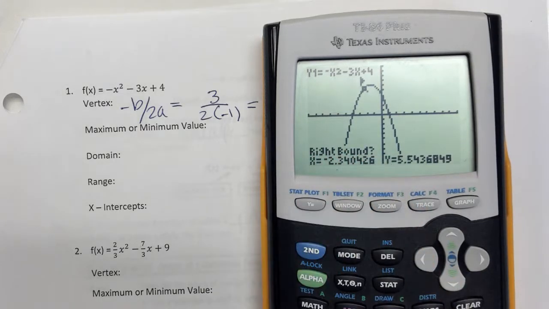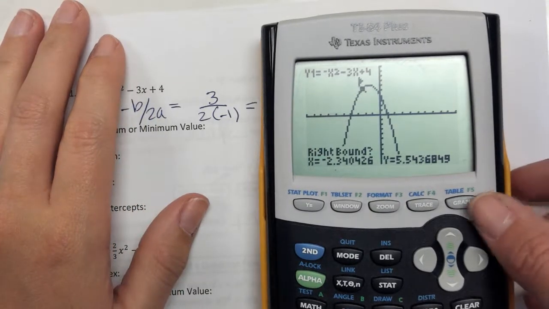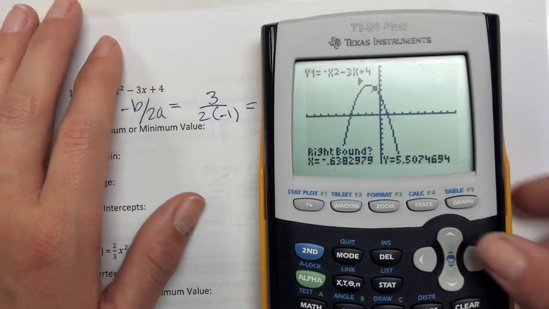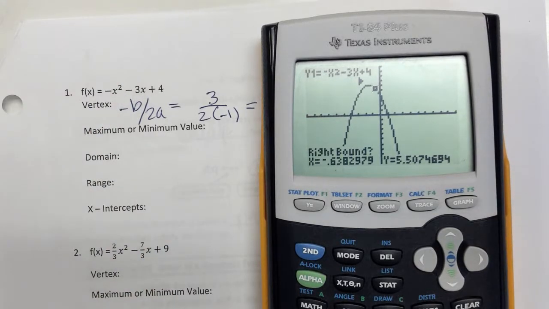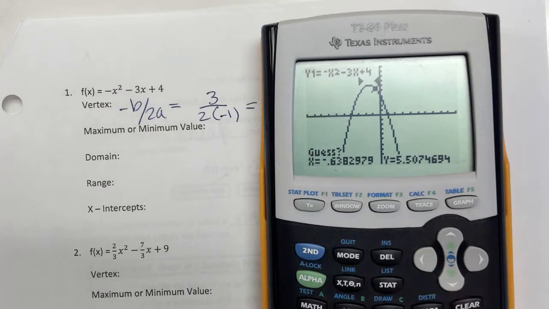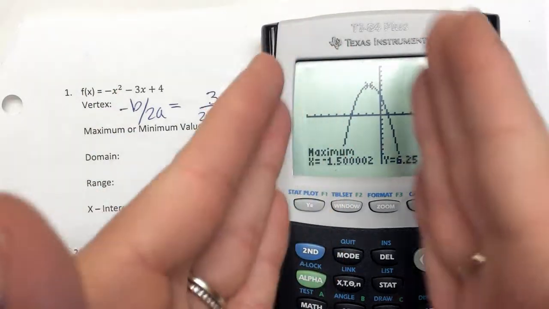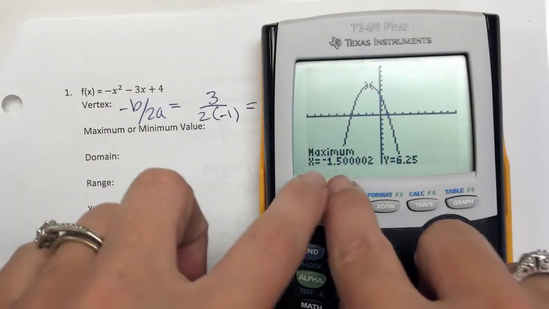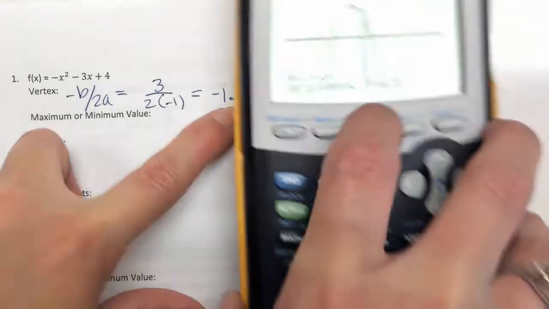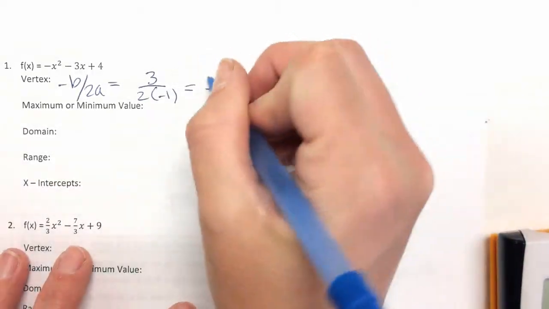So Caleb, point to where the right of it is. Move your cursor to the right of the vertex. Thank you. And hit enter again. Should say guess, question mark. Does everybody say that? Hit enter one more time. And what that does is you're telling it the bounds between where your vertex is. And it told you negative 1.5. Isn't that what we got for our x? What's the y value? Good. That's your vertex.